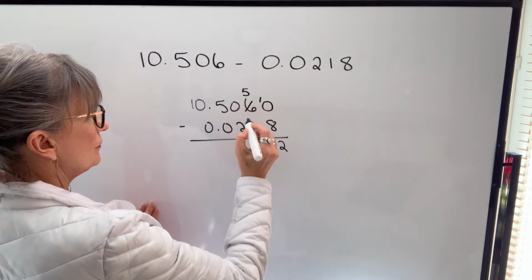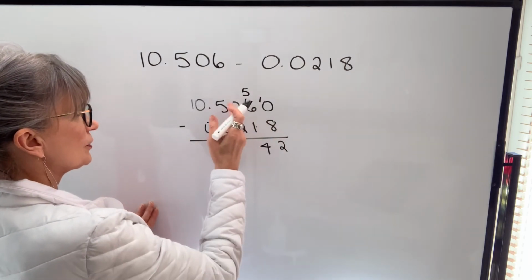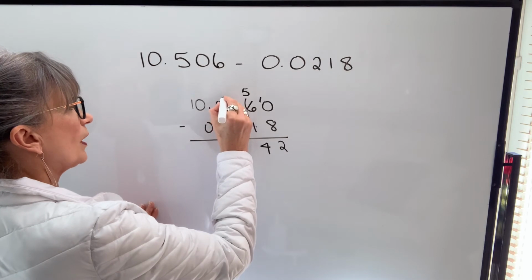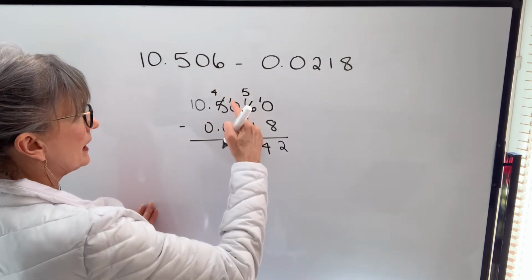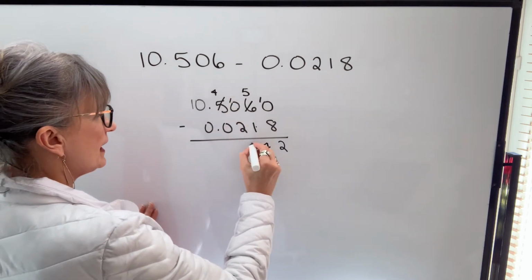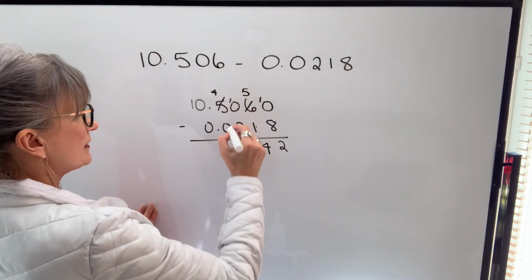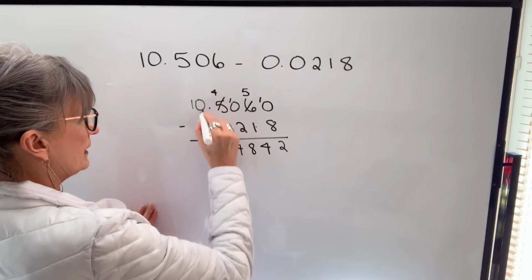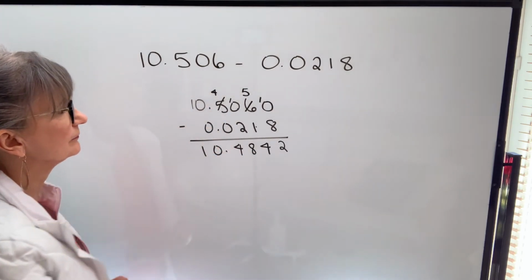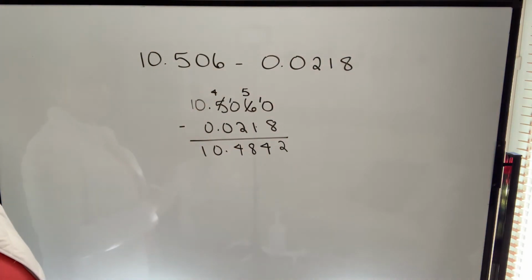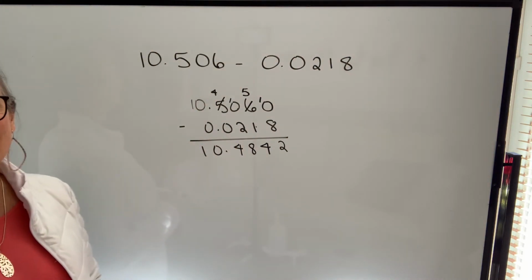0 minus 2, again, we can't do that subtraction, so we need to borrow. When we borrow a 1 from the 5, it becomes 4, and this becomes 10. 10 minus 2 is 8. 4 minus 0 is 4. 0 minus 0 is 0. 1 minus 0 is 1. So my result would be 10.4842.